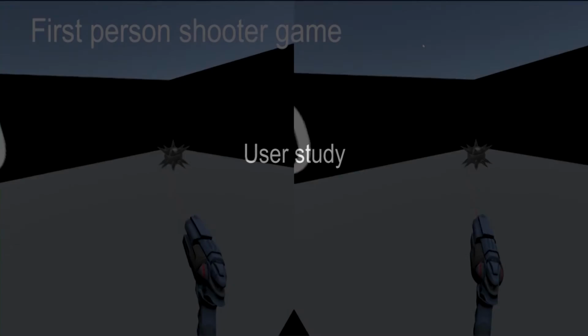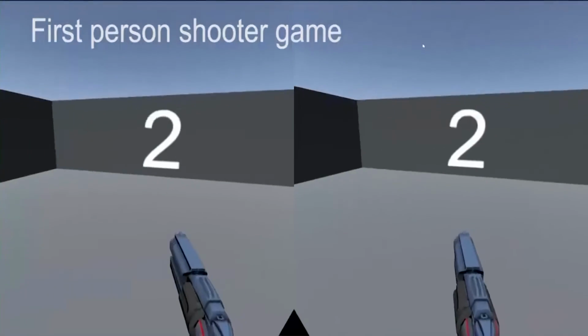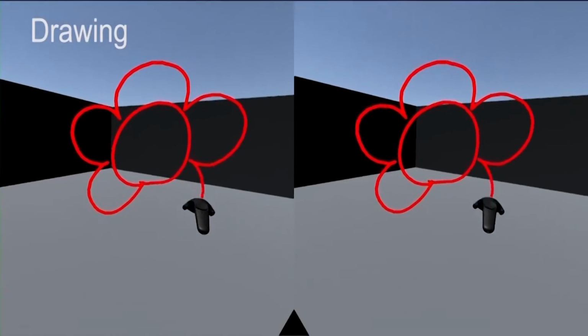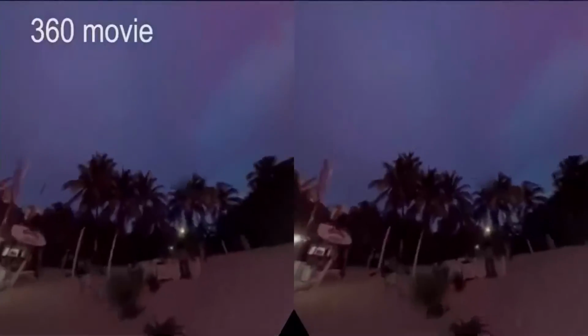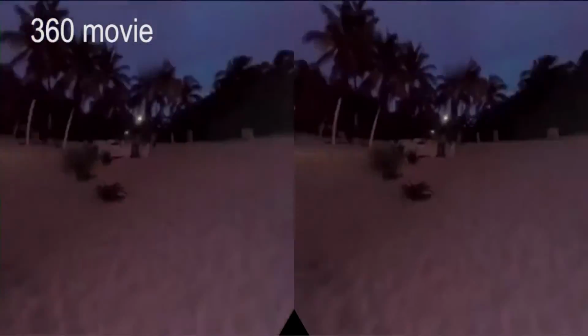We conducted a lab study to understand whether our designs could sufficiently balance awareness with immersion. We designed 3 immersive experiences that vary the amount of interactive engagement required by the user: a first-person shooter game, a drawing activity, and a 360 movie experience.